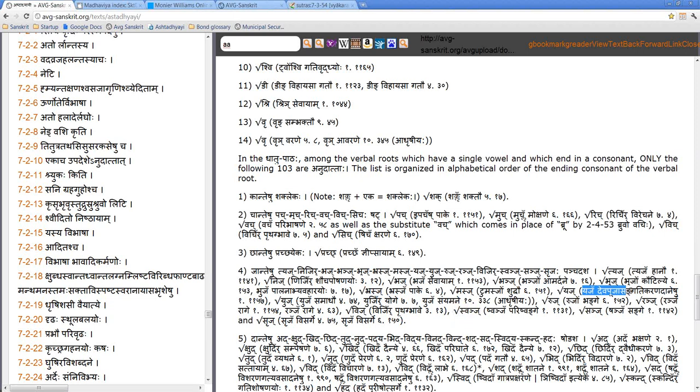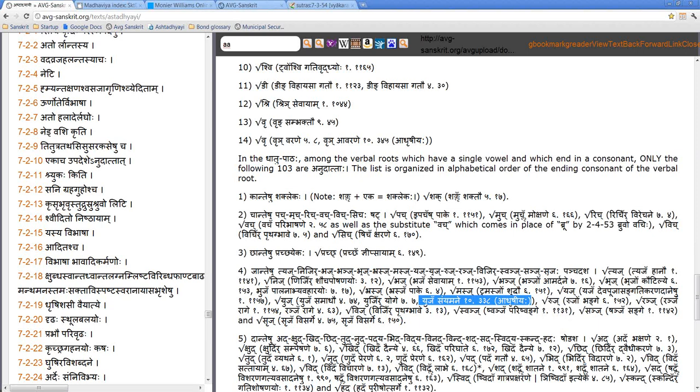Yaja deva puja sangati karana daneshu, this is only one, in the vadiganaha. Then yuja: yuja samadhav, divadiganaha; yujir yoge, rudhadiganaha; yuja sanyamane, churadigana adhrishiyaha. Churadigana means if it takes a niche, it becomes anekach, so there's no question of 7 to 10 applying. But adhrishiyaha means it takes niche optionally. So nijabhava pakshe, we have to check the list again, and this is in the list.